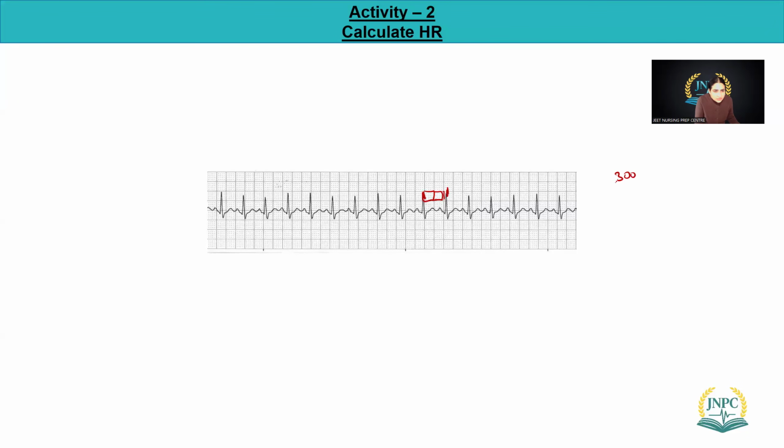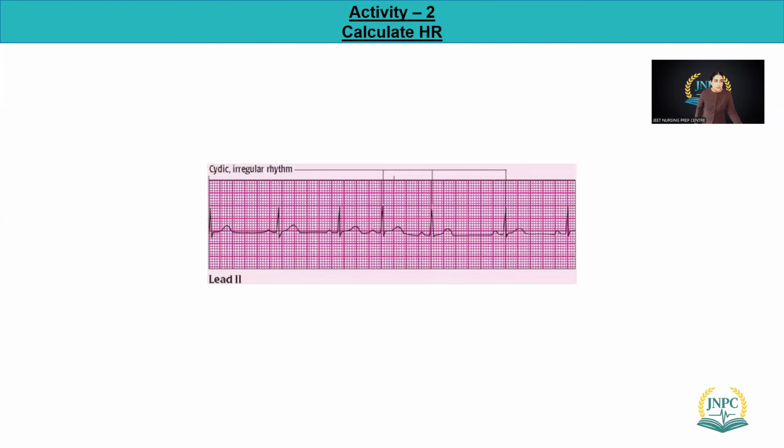So I can say 300 divided by 2.5, even though it's 0.5, calculated. In between 2 and 1, we have slight here and slight here, right? So 2.5. It cannot give you the exact heart rate, but it can give you the approximate heart rate, and that way we can have an idea if our patient's heart rate is up or down. So 300 divided by 2.5 is going to be 120, and normal is 60 to 100. So it is going to be tachycardia, right? Sinus tachycardia.